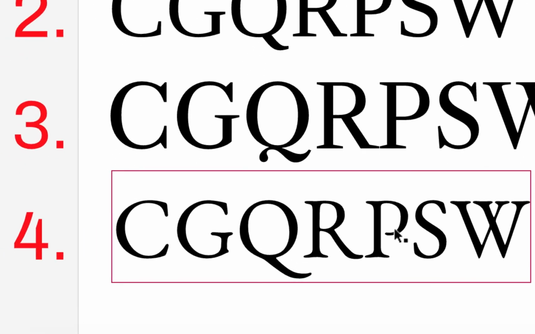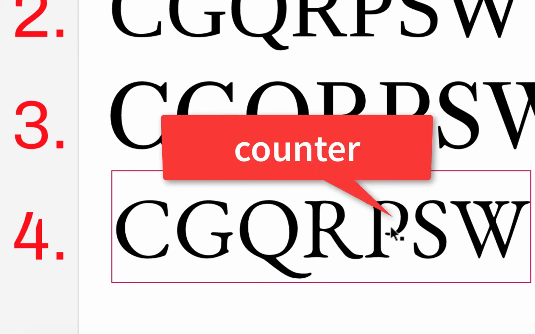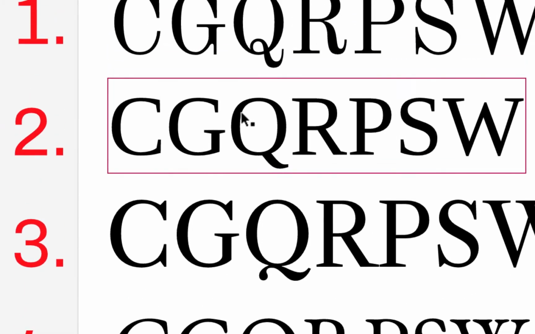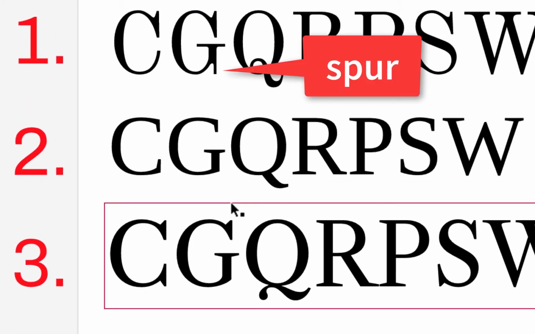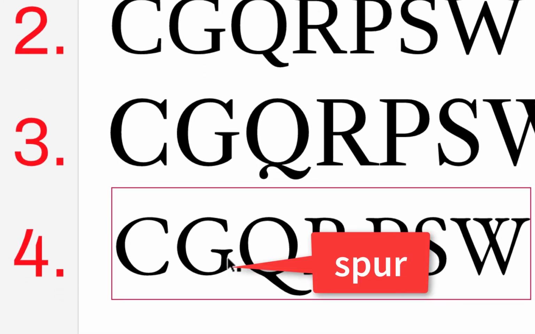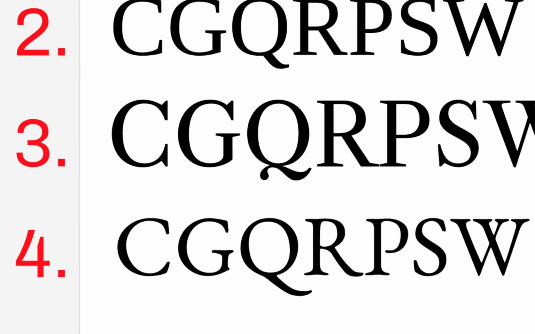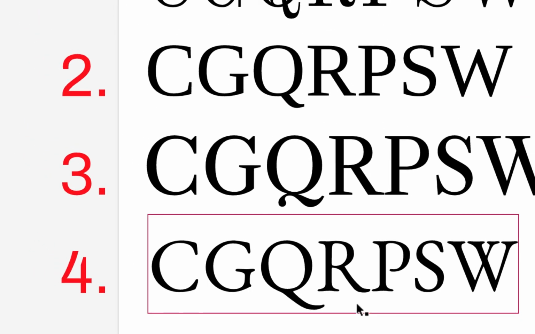And there were questions about the P. There was one P where the counter did not close. Remember, the hole is the counter, and that's the bowl, so the bowl doesn't go all the way around. There were questions about the spur. This is a spur on the G, and down here there's a spur on the G. These don't really have spurs. They're pretty straight. The spur, again, is the goatee kind of thing going on.